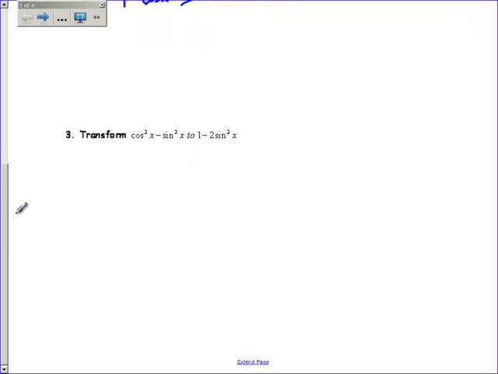Okay, the next one is going to require some substitution. This is cosine squared minus sine squared to 1 minus 2 sine squared. Now, at the beginning of the video, we said that cosine squared of an angle plus the sine squared of an angle is equal to 1. I can use that formula and rewrite this in terms of cosine squared. In other words, I could subtract sine squared from both sides and get a replacement for cosine squared, which means cosine squared is equal to 1 minus sine squared x.